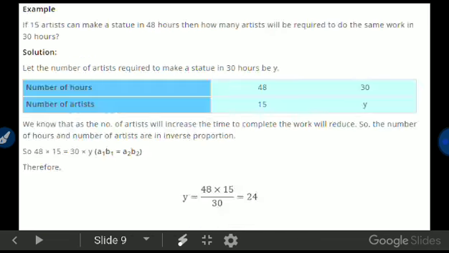Now here is one example. If 15 artists can make a statue in 48 hours, then how many artists will be required to do the same work in 30 hours? Let the number of artists required to make the statue in 30 hours be Y. So in one case the number of hours is 48 and the number of artists is 15, and in the other case the number of hours is 30 and the number of artists is Y. We know that as the number of artists increases, the time to complete the work reduces. After solving it, we get the result as 24.